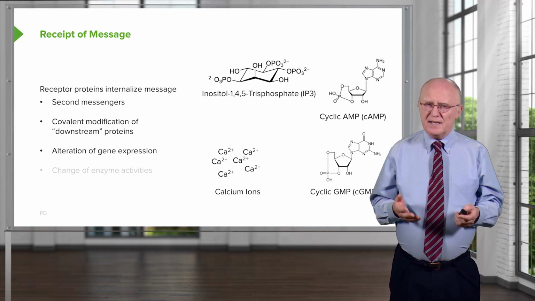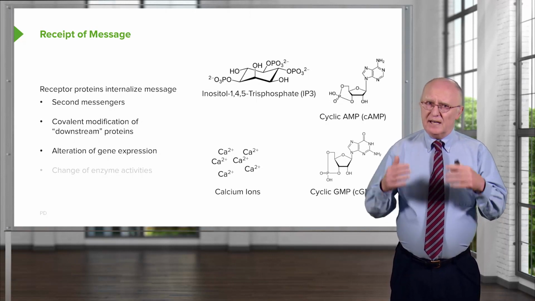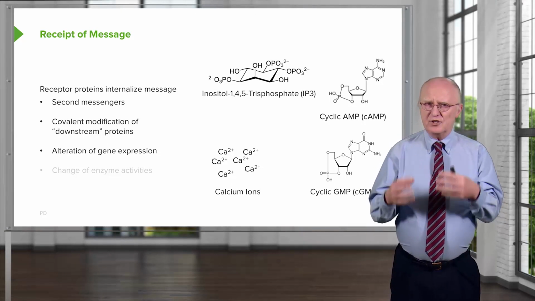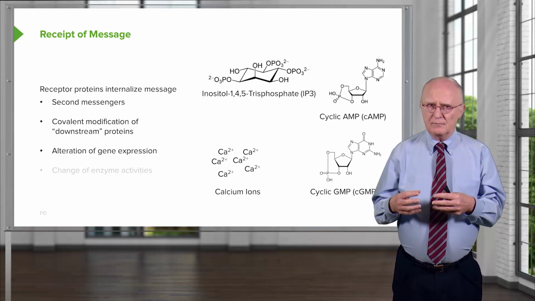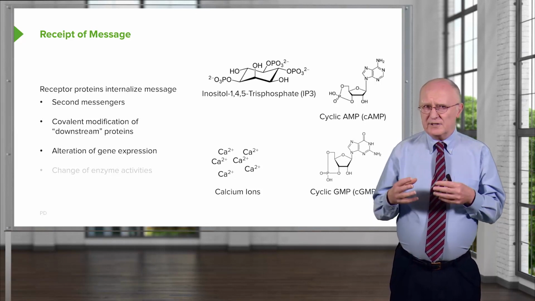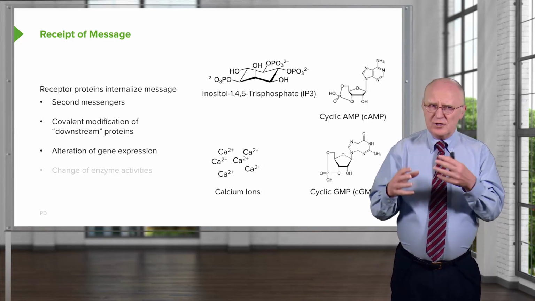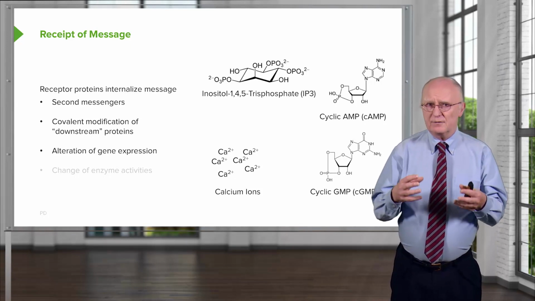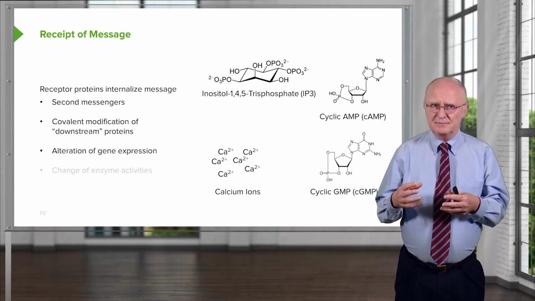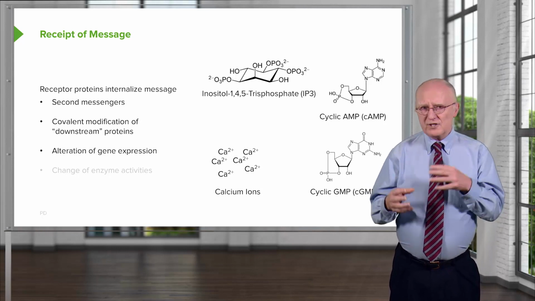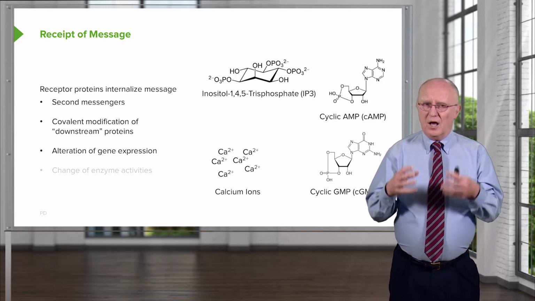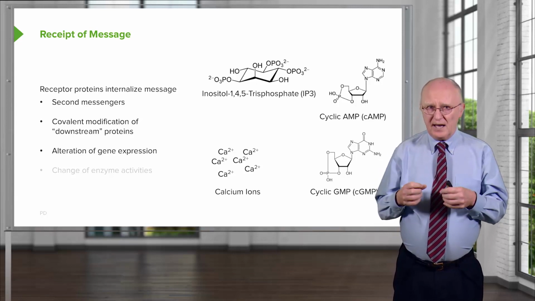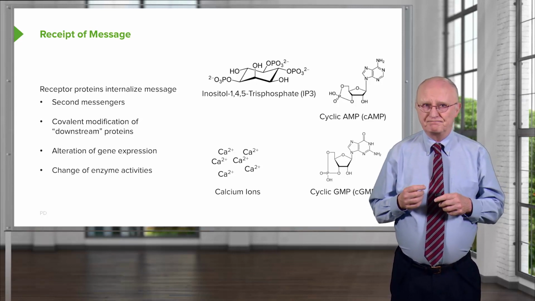Now, one of the things that happens ultimately in the communication of many messages is alteration of the pattern of gene expression for a given cell. Remember that a cell in a multicellular organism has different genes that it expresses at different times, a bone cell, for example, having different genes expressed than a muscle cell. So being able to control which genes are being expressed allows that cell to respond appropriately to the needs of the body and the individual needs of that cell.